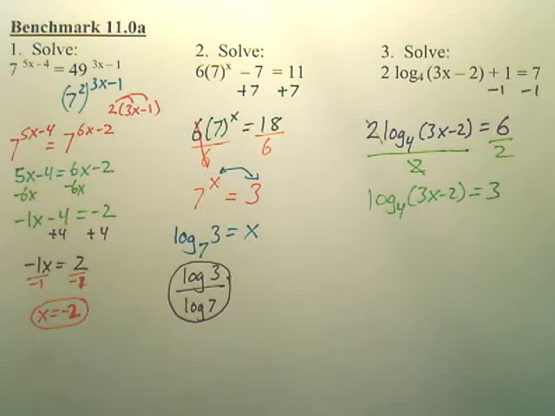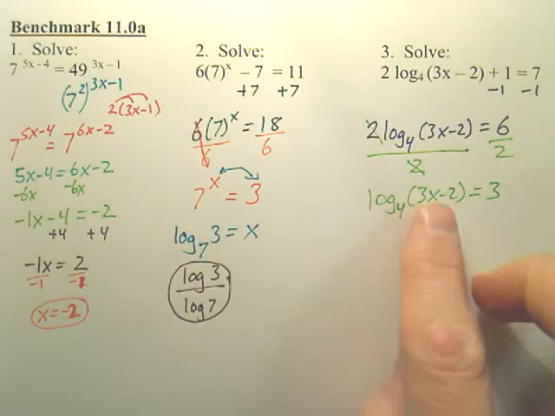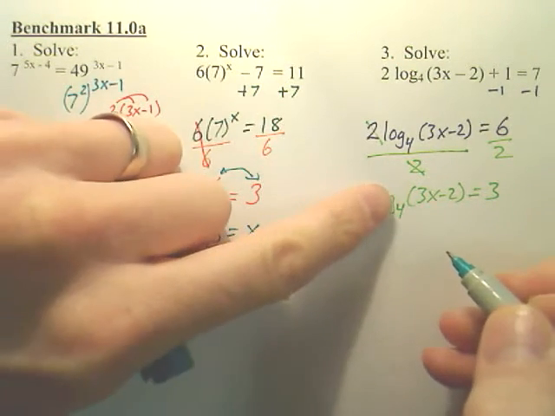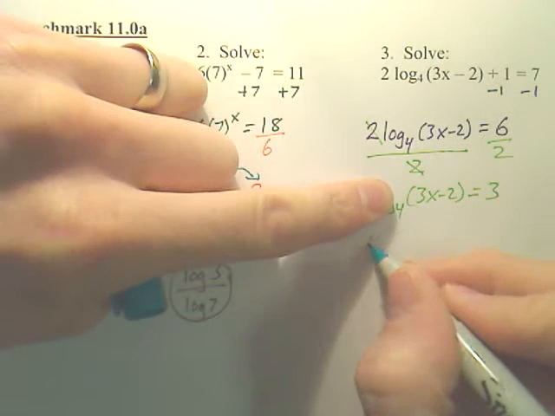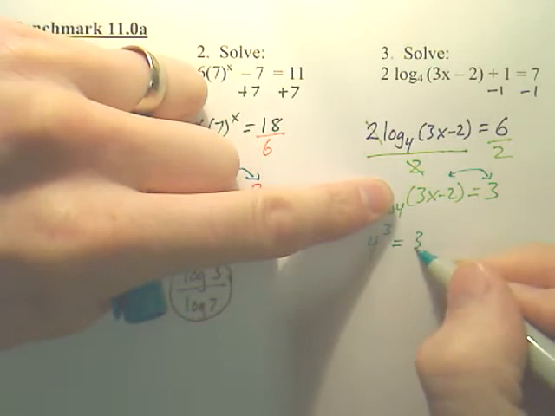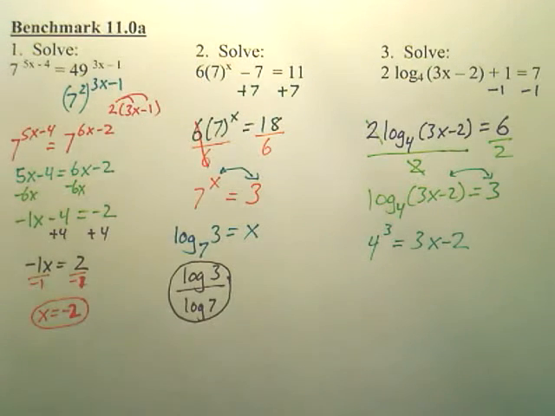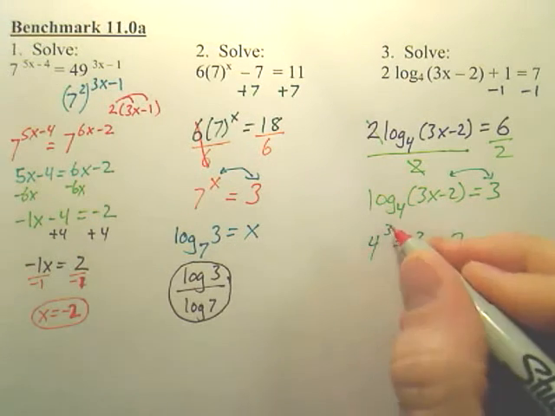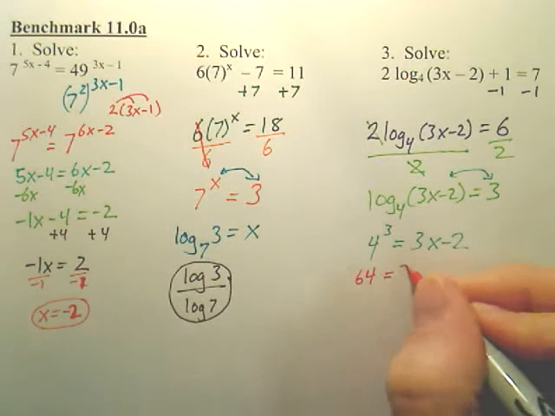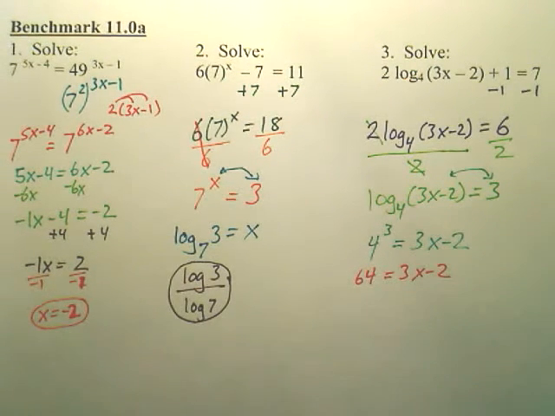But I can't really solve this, so I need to get the x out of the log. So what we do is you change it to exponents. To change this to an exponent, you drop the log, so it's base 4, and then you switch these two. So that's going to be 4 to the third power equals 3x minus 2. And once I do that, this is solvable, because we know what 4 to the third is, and then we can get x by itself. Because 4 to the third is 64. And that's a simple solving problem, which is kind of nice.